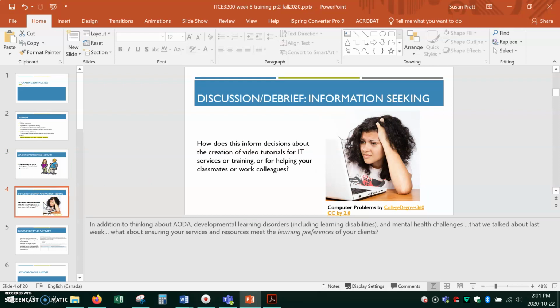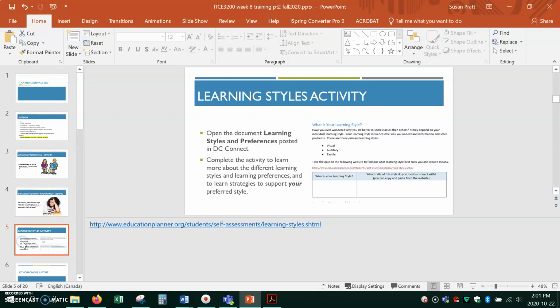What I'm trying to get you to see is that in addition to thinking about AODA, developmental learning disorders, and mental health challenges, we also want to ensure that the services and resources meet the learning preferences of our clients. Some people prefer to learn visually, some people prefer to learn by listening, and some people like to actually do things hands-on and have the materials in their hands and do the task so that they can learn how to do things, learn by doing.